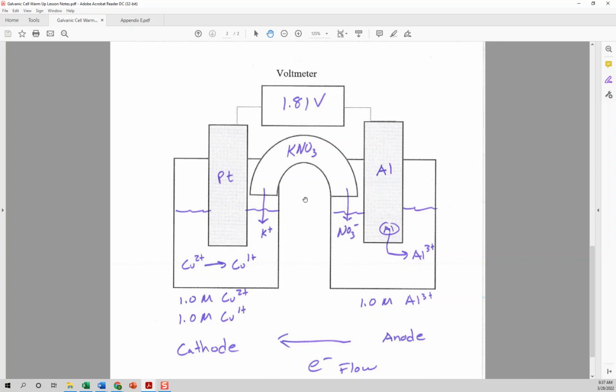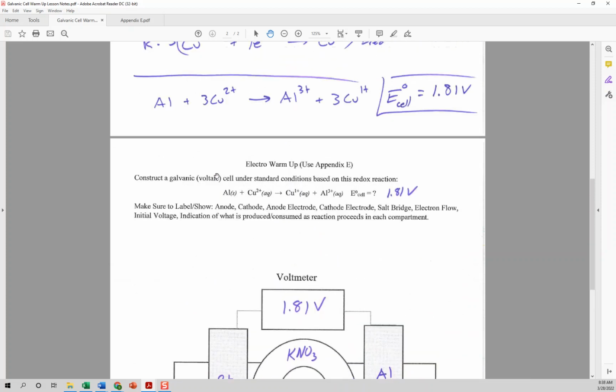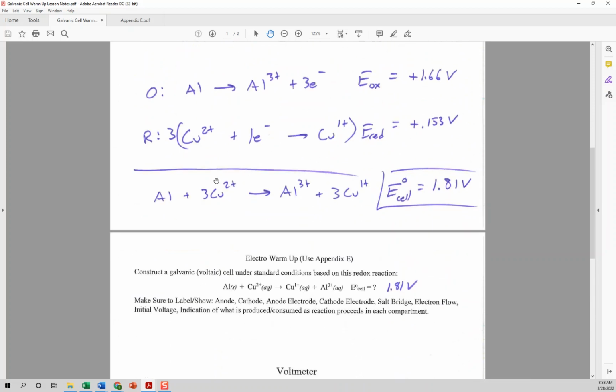Another thing that I messed up here, and I didn't notice till after: this line right here is supposed to indicate the water level. The salt bridge would have to be submerged too, so I really should have made the water level up here so the salt bridge was submerged as well. All right, the salt bridge would not be out of solution. If you remove the salt bridge, then the voltage goes to 0 because the buildup of charge stops the flow of electrons. Okay. All right, so that's the basics on how to construct the galvanic cell.